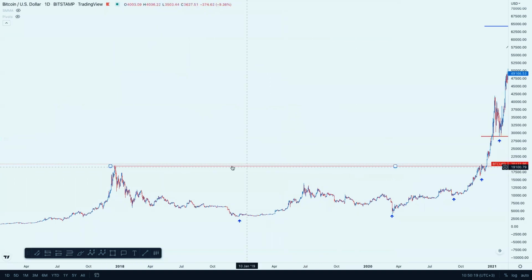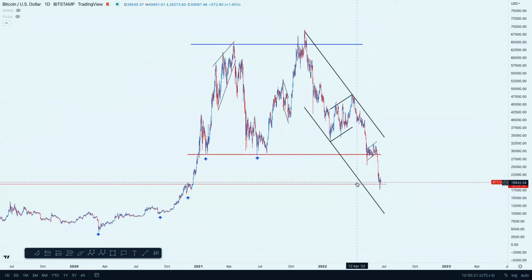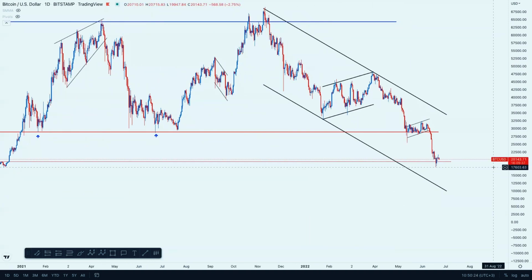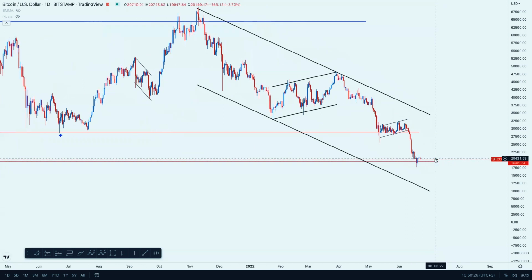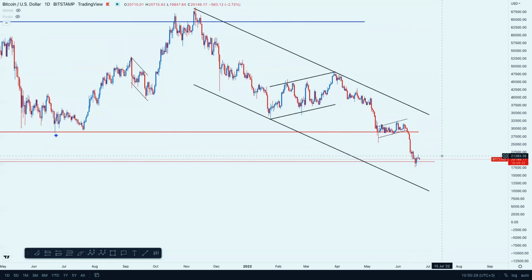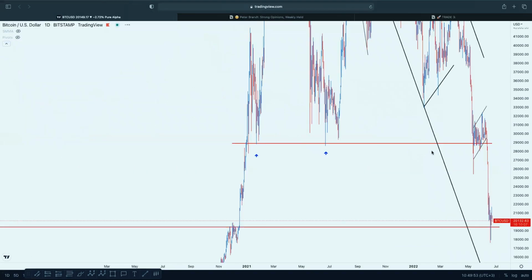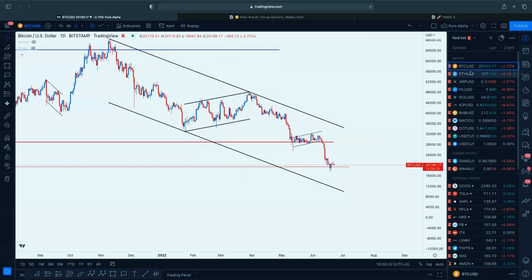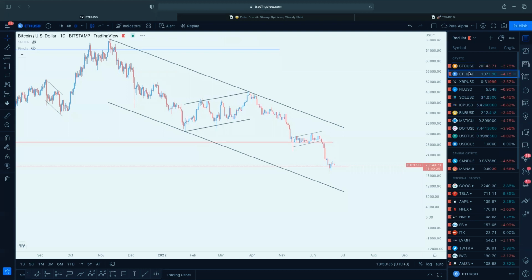So you can see this level, this line that I have is the line that I'm watching here. Okay, significant, important level. Doesn't mean that we'll just respect it. Market can easily break it below and continue moving to the downside. And that's what I'm seeing across the board. Ethereum is down, Solana is down, everything is in the red.